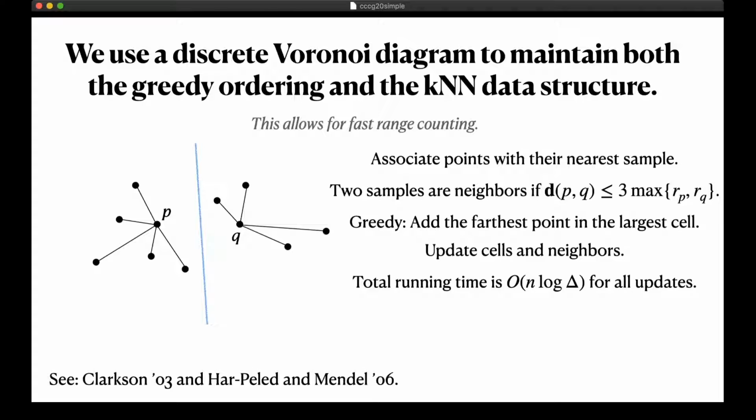You can find this algorithm really laid out in work by Ken Clarkson and its analysis by Har-Peled and Mendel. In our case, we want to use this data structure to be able to do a fast range count. And by having local neighborhoods all stored together, we can do this quite efficiently, although we have to do a slightly larger range search than in previous work. And so this 3 becomes a 4. Thankfully, all the analysis still goes through.